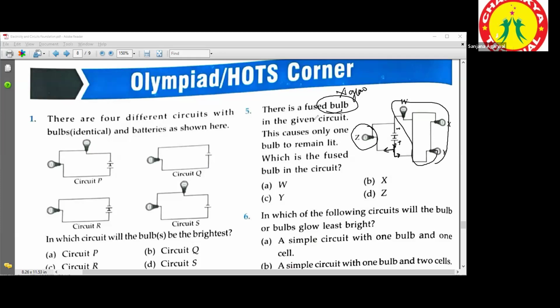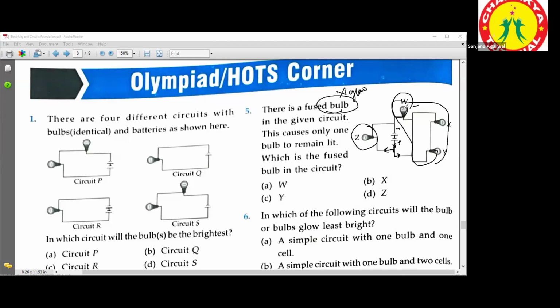But it says there's a fused bulb in the circuit which causes only one bulb to remain lit. If this is fused, it will block the path for these two also. So because this W bulb is fused, X and Y will also not glow, and only Z will remain lit. The answer should be W only.